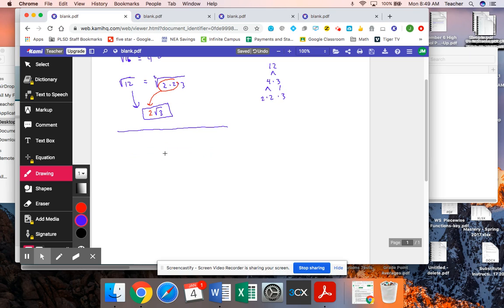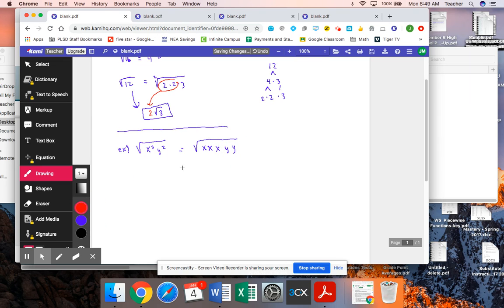Let's do another example. This time I'm going to involve some variables. So for example, what if I asked you for the square root of x to the third, y to the second? Same idea, right? I can rewrite these things. I can rewrite this as the square root of prime factors of x to the third is just x times x times x. The prime factors of y to the second is just y times y.